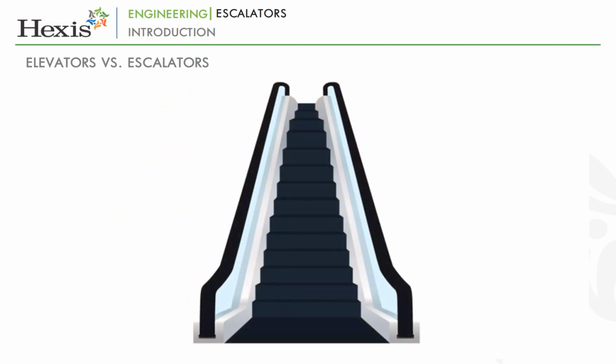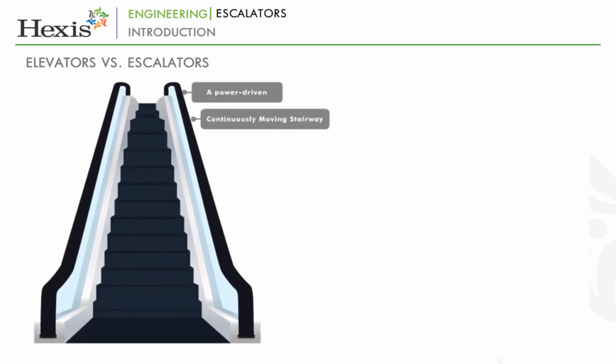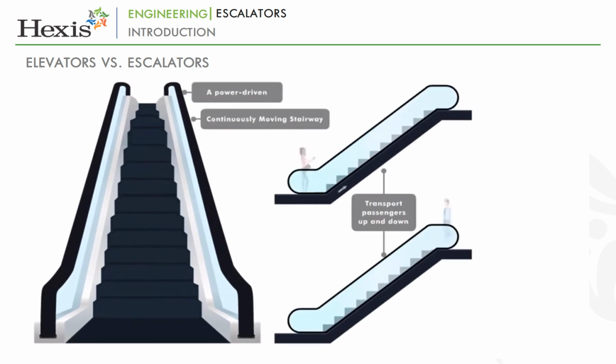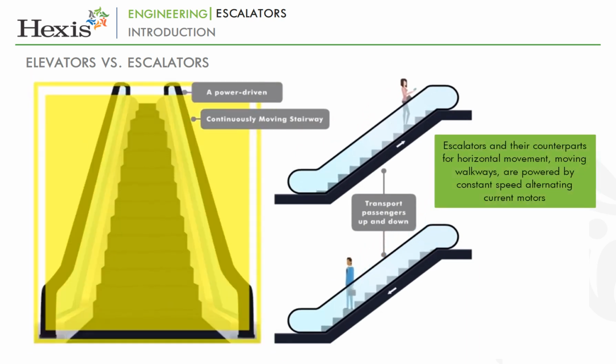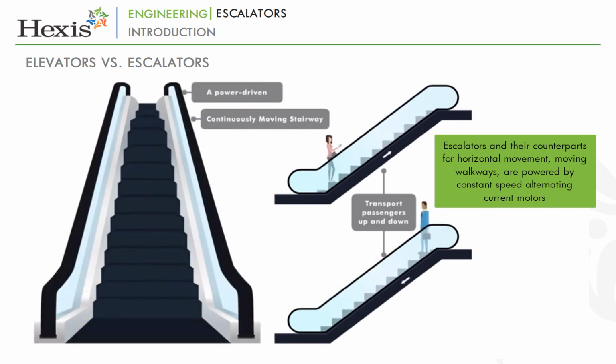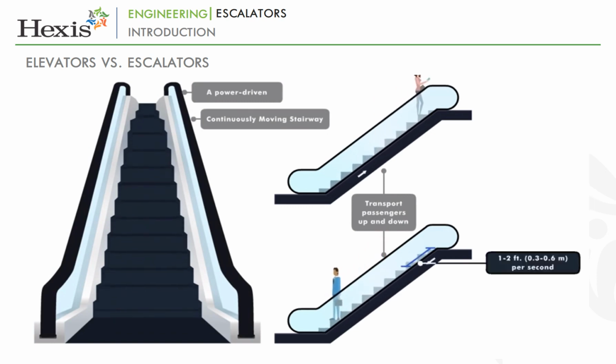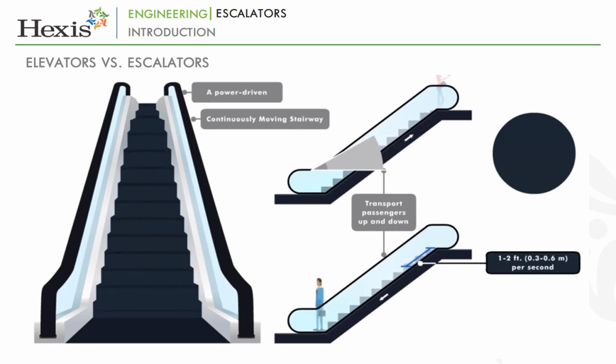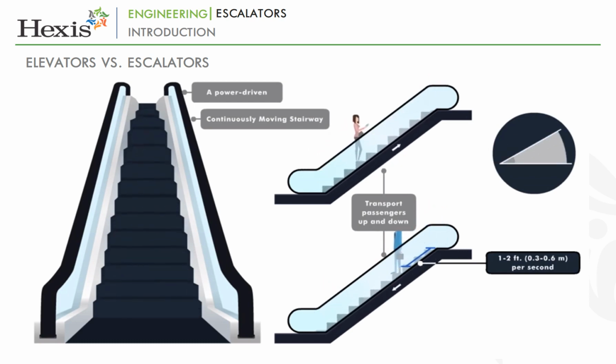An escalator in simple terms is a moving staircase. It is a power-driven, continuously moving stairway designed to transport passengers up and down short vertical distances. Escalators and their counterparts for horizontal movement, moving walkways, are powered by constant speed alternating current motors and move at approximately 1 to 2 feet, that is 0.3 to 0.6 meter per second. The maximum angle of inclination of an escalator to the horizontal is 30 degrees with a standard rise up to about 60 feet, that is 18 meters.